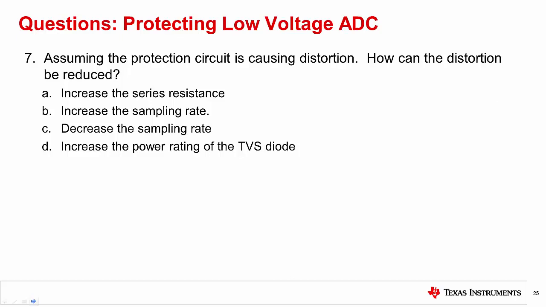Question 7. Assuming the protection circuit is causing distortion, how can the distortion be reduced? The correct answer is C, decrease the sampling rate. Decreasing the sampling rate will increase the acquisition time. This will allow a longer time for the internal sample and hold capacitor to fully charge or improve the settling. This has the effect of improving THD.